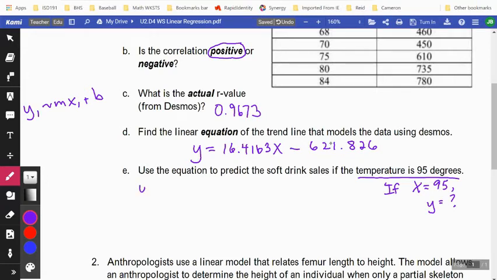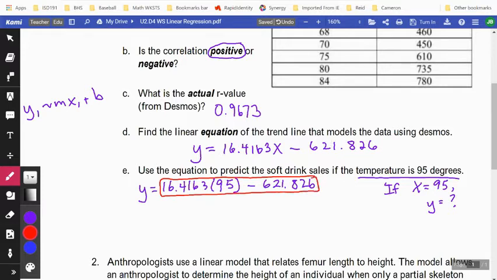So I have my equation, y equals 16.4163 times x minus 621.826. Notice I didn't round those numbers. I didn't cut any of those off. Never want to round anything until we get to our final answer, and then we'll round to whatever makes the most sense based on the data. So I have to do a little bit of math. I have to type this into my calculator.